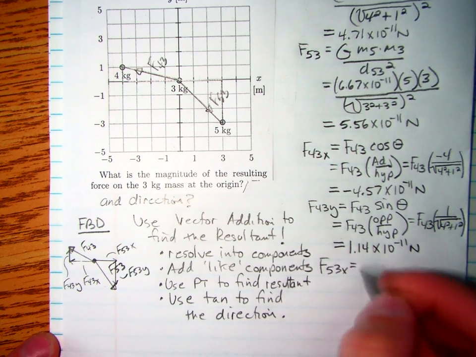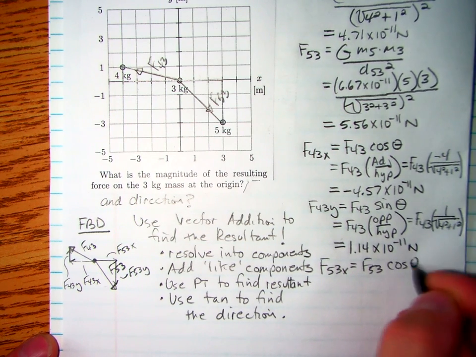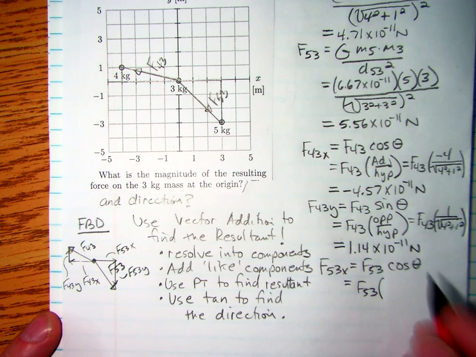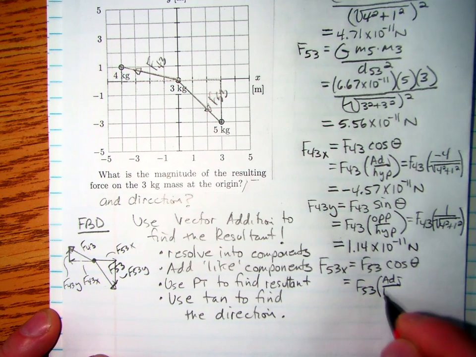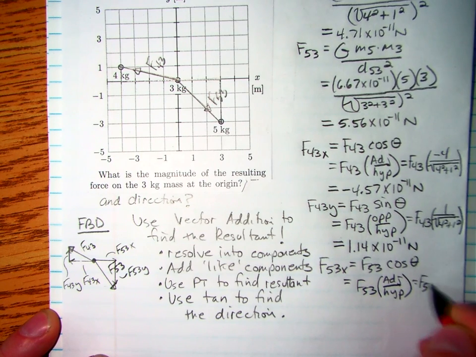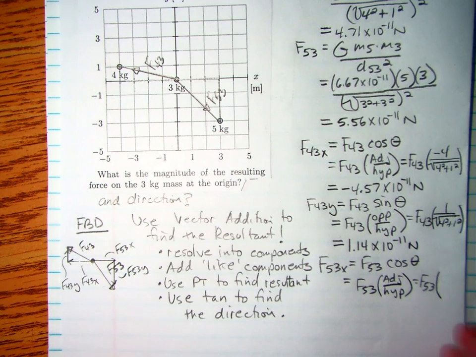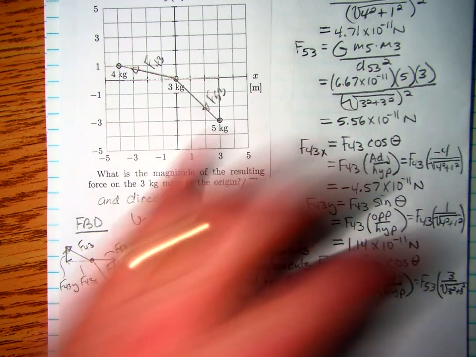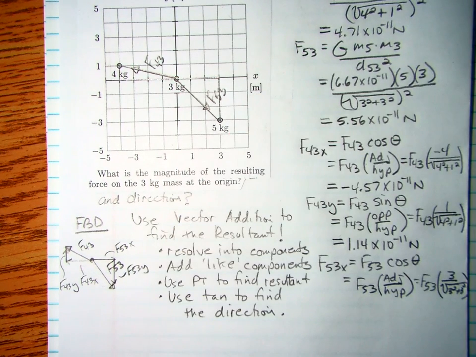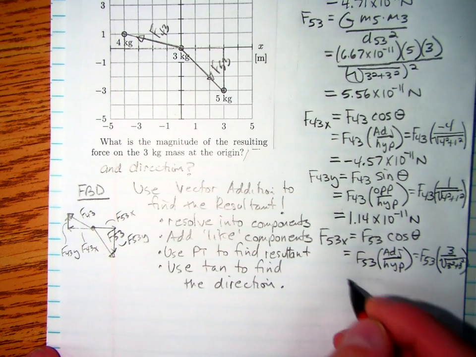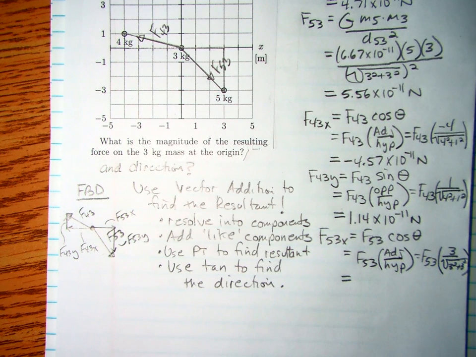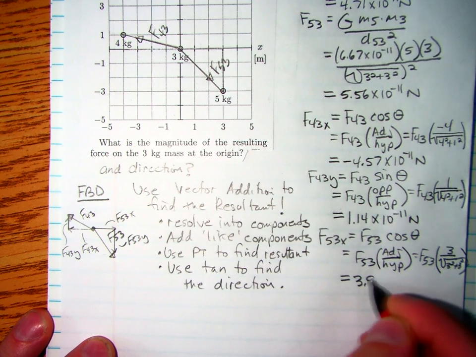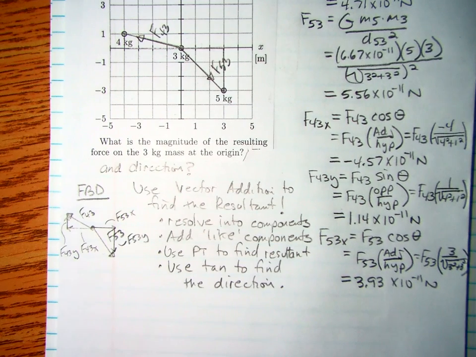F53x is equal to F53 times the cosine of the angle. F53x is also equal to F53 times the adjacent side over the hypotenuse, which is equal to F53 times 3 over the square root of 3 squared plus 3 squared. And just because we're going to have to go fast here because we're going to have a fire drill in a second, that's 3.93 times 10 to the minus 11 newtons. Okay, that's the component.